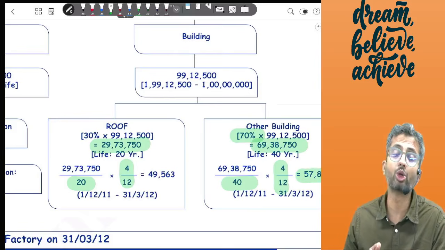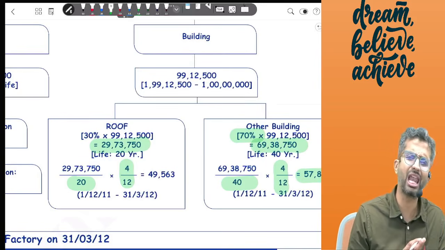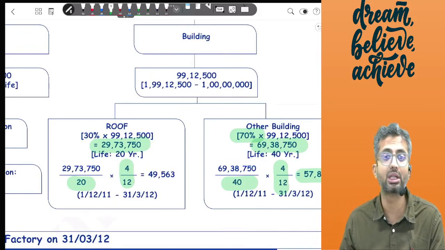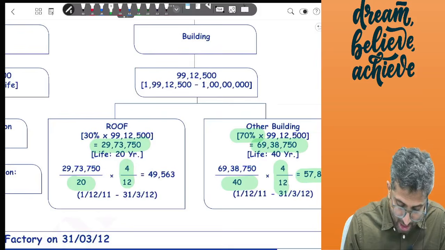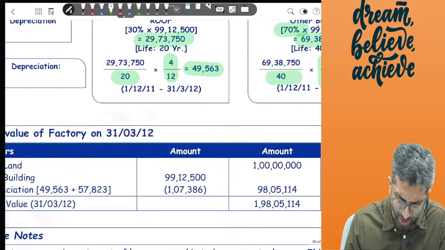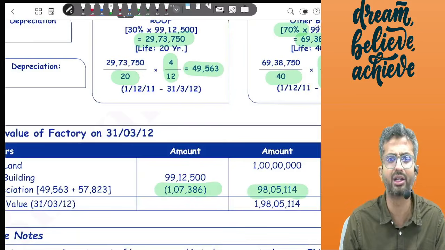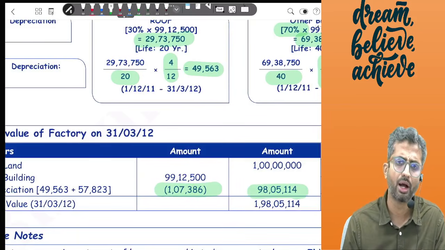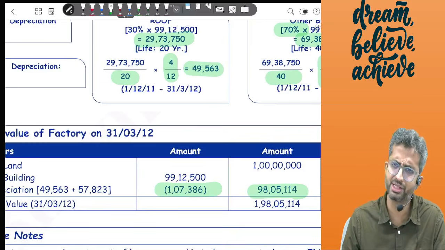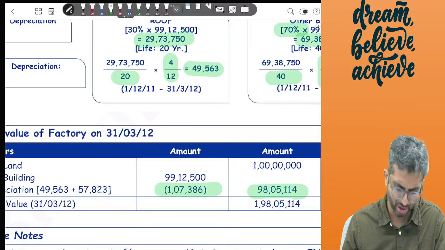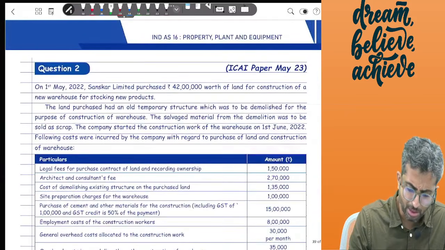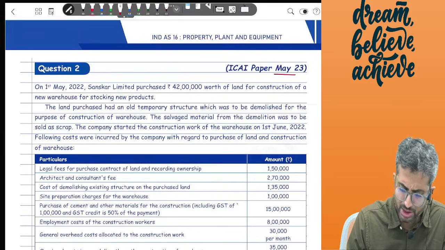So if you want to find the carrying value in the balance sheet, land will appear at 1 crore. Of the building, that is 99 lakh 12,500, you will subtract I think 49,000 and 57,000, approximately 1 lakh 7,000 of depreciation to get the carrying value of the building. Are we clear with this? If you want, you can show the land part separately, or you can just show the value of the factory building.